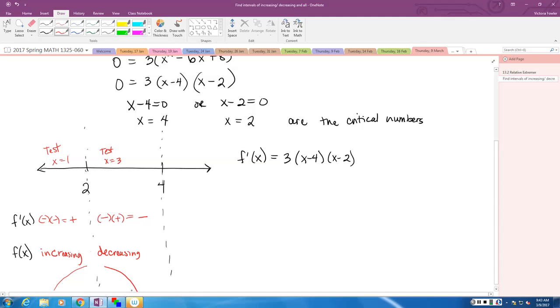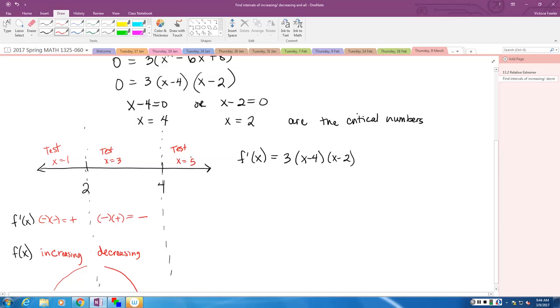So can we already say what x equals 2 is? It's a critical number, but it's also going to be where we have a local max, right? A local max. Okay. Let's continue. So you guys probably already did it without me. You tested x equals 5.